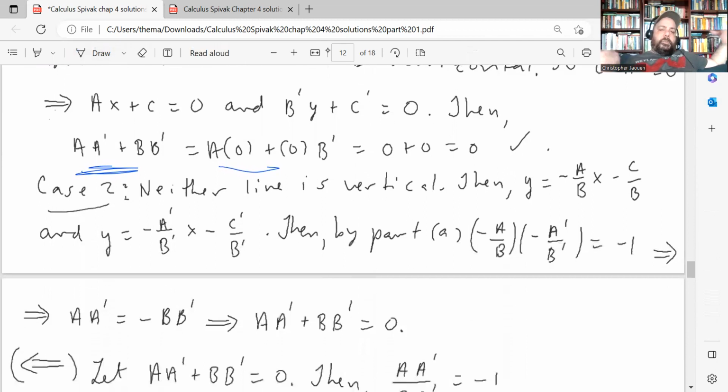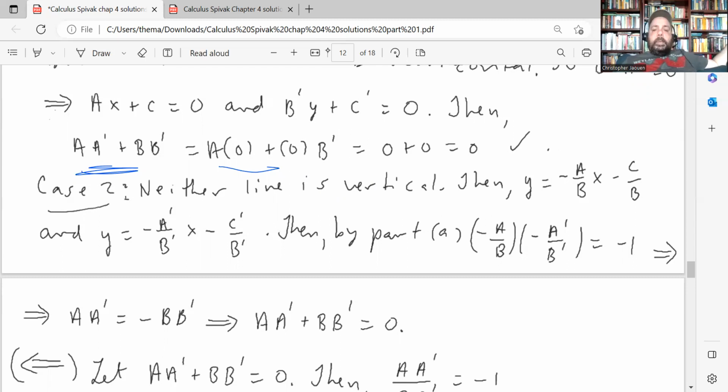The next case, assume that neither line is vertical, then both lines have finite slopes. And if you solve each of the equations for y, the first equation gives you y is negative a over b x minus c over b, and the second equation gives you y equals negative a prime over b prime x minus c prime over b prime.